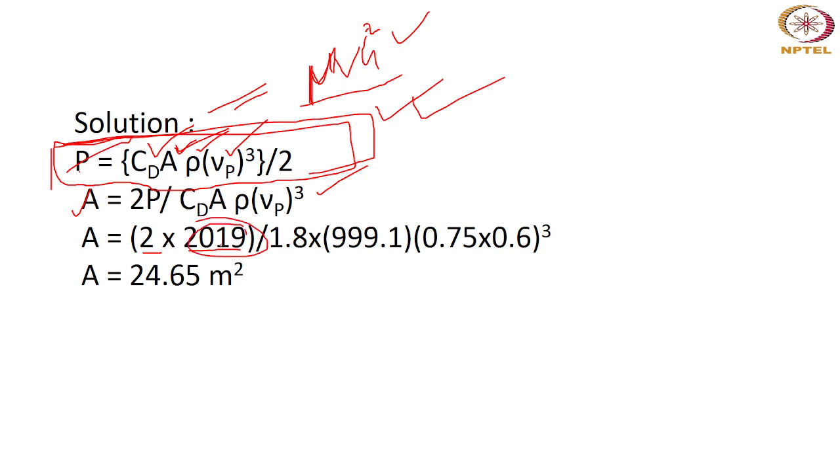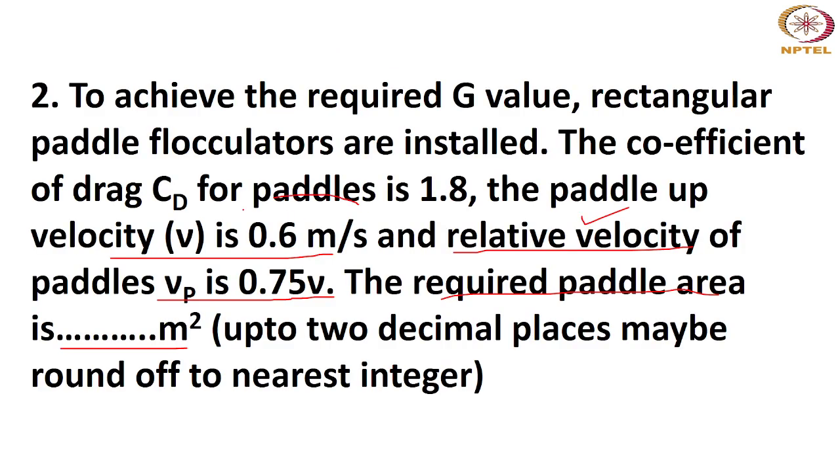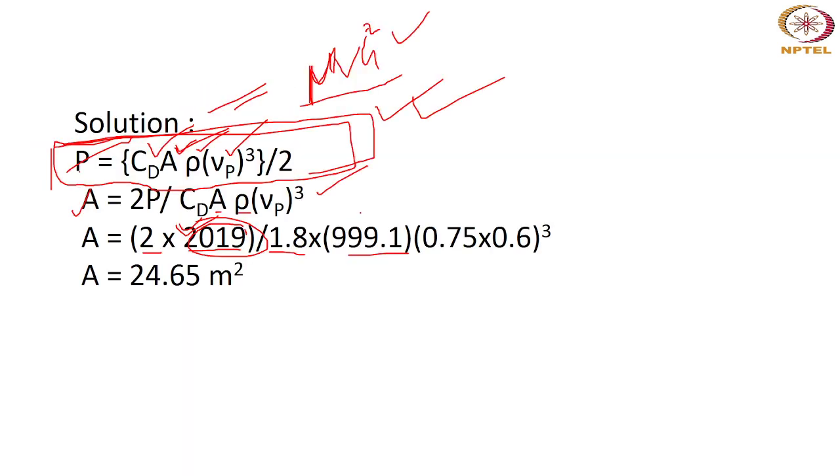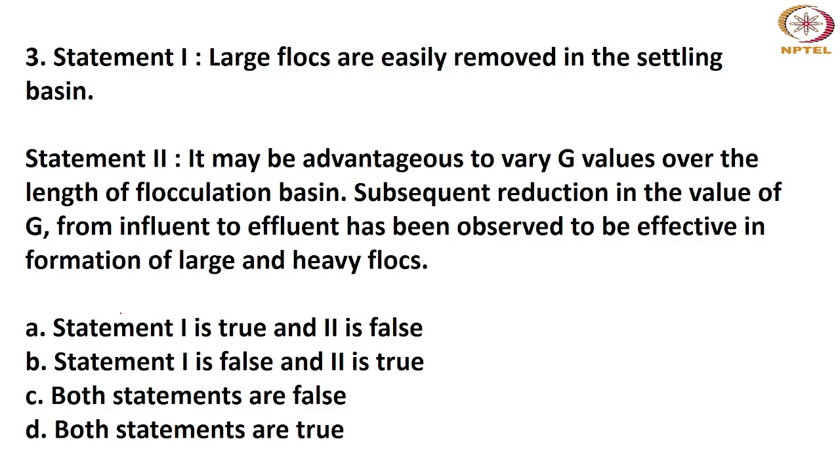From the previous answer, I got this P value. Then coefficient of drag was given as 1.8, and rho was given as 999.1, and v_p was calculated. This is 75% of 0.6 meter per second. So 0.75 multiplied by 0.6, cubed, and I'm getting area as 24.65 meter square. I hope this one is clear, and we will go for the next one.